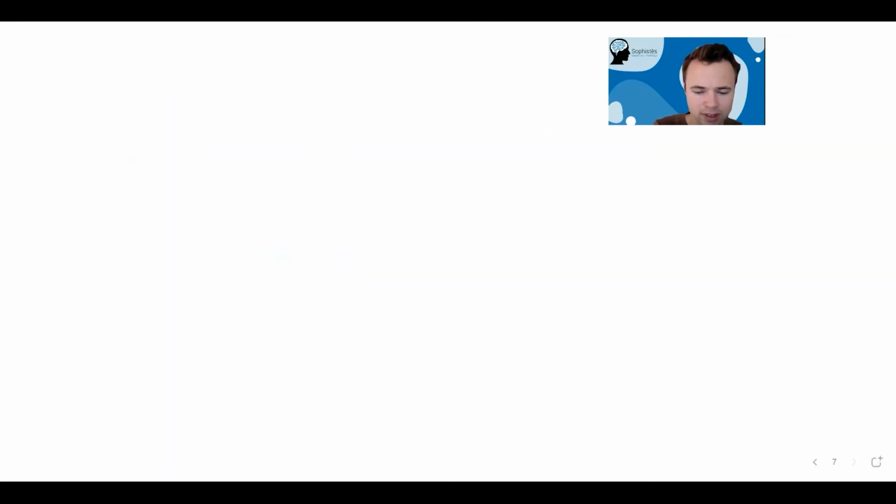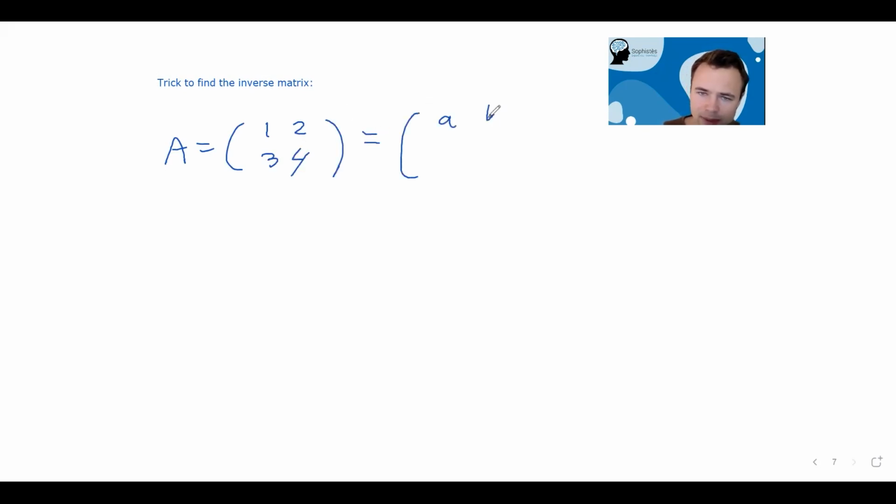So here, trick to find the inverse matrix. Okay, so here it is, and this will be the last thing I'm going to discuss, and then I will give the study manager the word because he wants to tell something to you guys. So here it is. So A is, for example, 1, 2, 3, 4, and let's call those elements A, B, C, D.